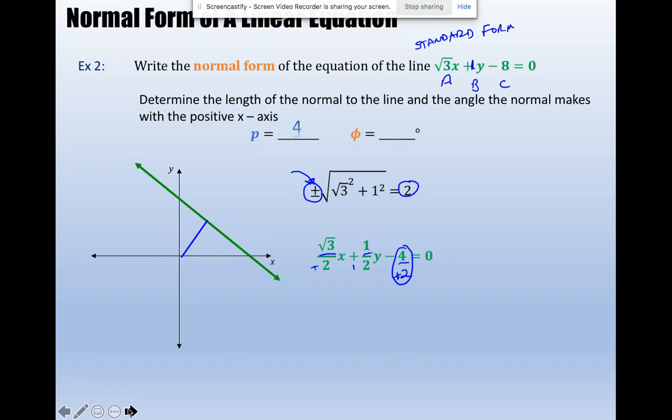So P is 4. Cosine phi is root 3 over 2. Sine phi is 1/2. What is that situation? 30 degrees, right? What angle has a cosine of root 3 over 2 and a sine of 1/2? Of course, you could also think who has a tangent of 1 over root 3, right? And because I asked you for degrees, you give me degrees. If there had been no marker there, you would give me radians.